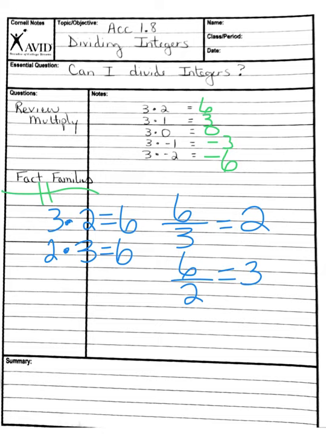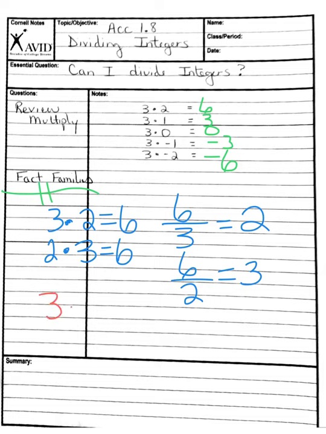So a positive times a positive was a positive. But we also know that if we have a positive answer and we divide by a positive, we still get a positive. So our multiply and divide rules so far are still going to be true. They're going to be the same. Let's take a look at one of the negative examples.